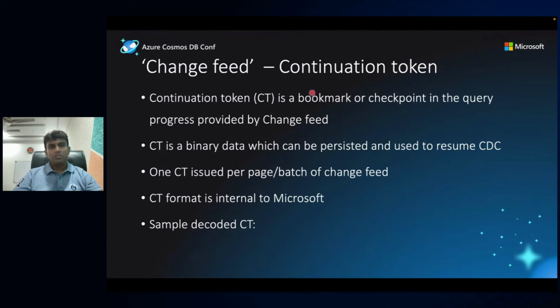So let's spend a minute on trying to understand what exactly is a continuation token before we move further. As I said, a continuation token is kind of a bookmark or checkpoint which is provided by the change feed. It's provided for every page of changes from the change feed. Typically, when you query the change feed from a Cosmos container, it is returned as a collection of pages, and each page can contain multiple changed items.